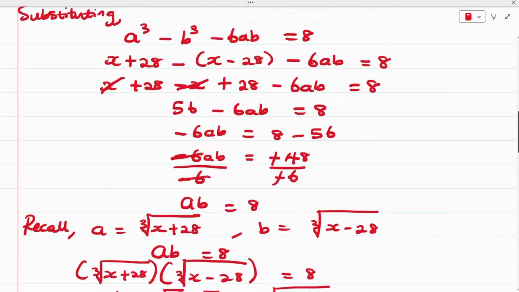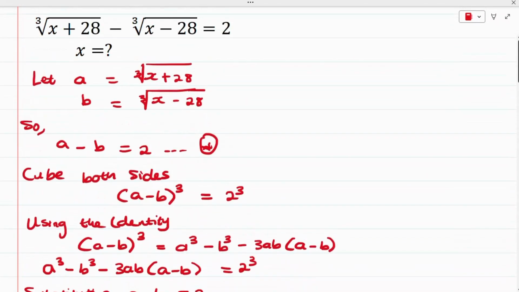So guys, this is how you can easily solve this 9th grade algebra math simplification problem, and we have the value of x equal to plus 36 or minus 36.